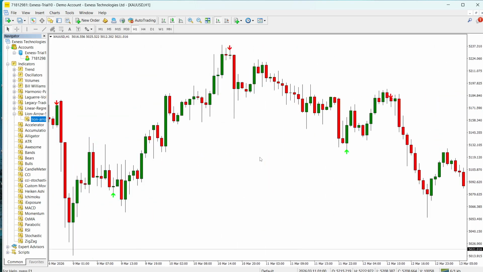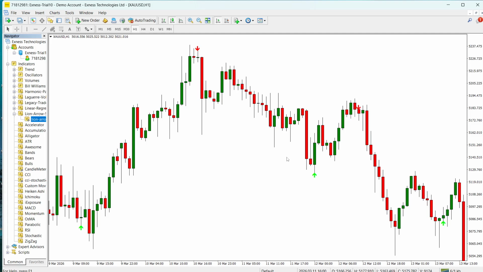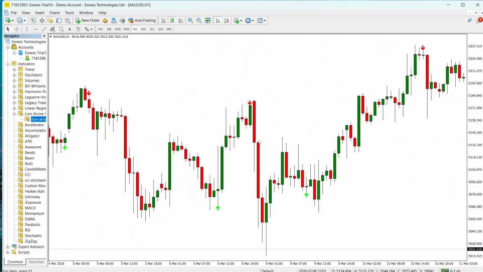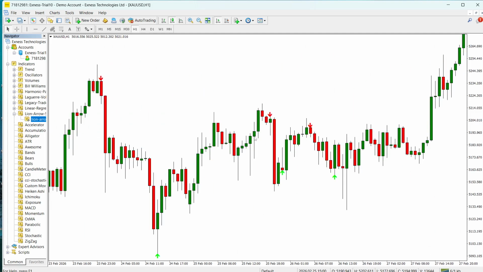Once applied, the Lion Arrow Super Arrow indicator places colored directional arrows on the price chart. Upward arrows typically appear below candles to suggest potential bullish conditions, as you can see, while downward arrows appear above candles, as you can see over here, to suggest potential bearish conditions. The arrows are designed to provide clear visual reference points where the indicator's calculations detect directional shifts.